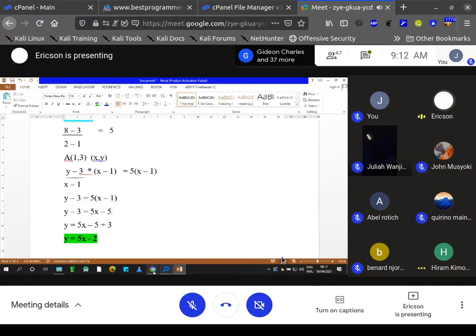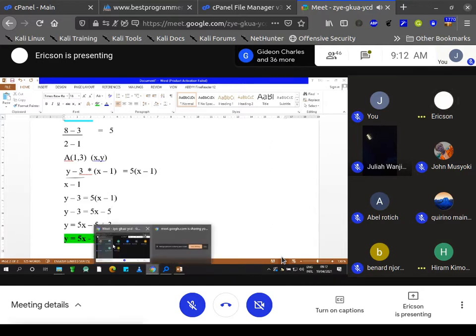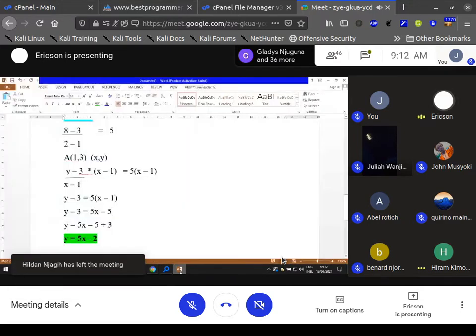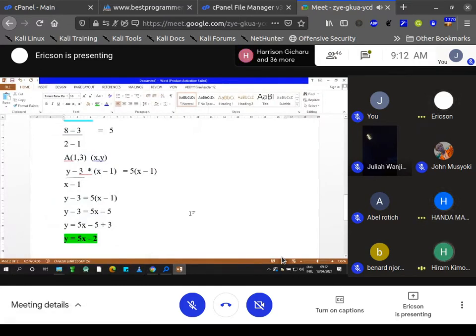Is there any question on that? Any question on that? Excuse me, sir. What if you leave the answer as y equals 5x minus 2? That's okay. y equals 5x minus 2, that's okay.